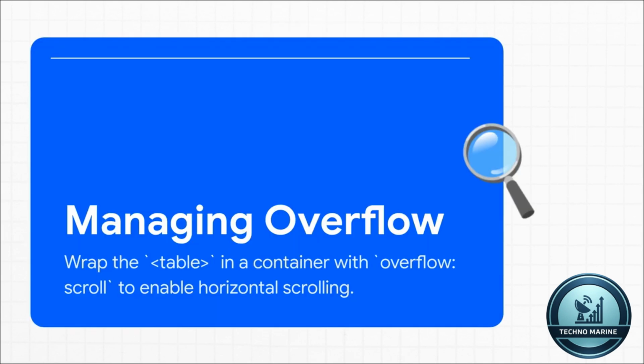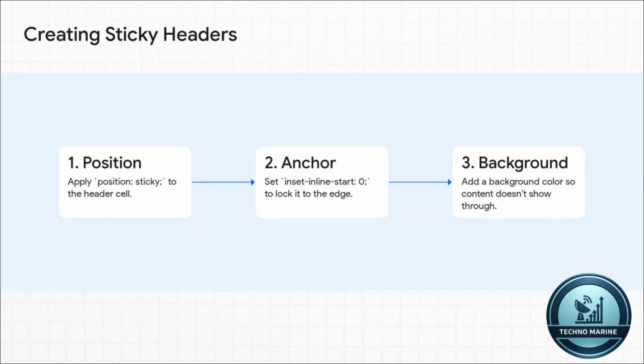The solution, though, is surprisingly elegant. All we do is wrap our table in another container, like a div, and then we apply one simple CSS rule to that wrapper: overflow: scroll. And just like that, now only the table itself scrolls horizontally, while the rest of the page stays perfectly in place. So much better.